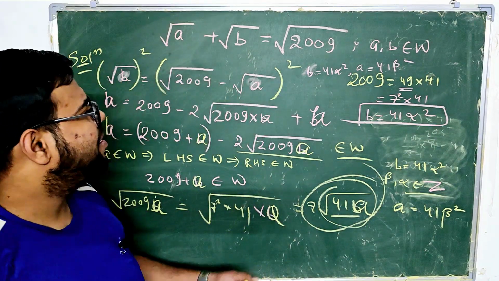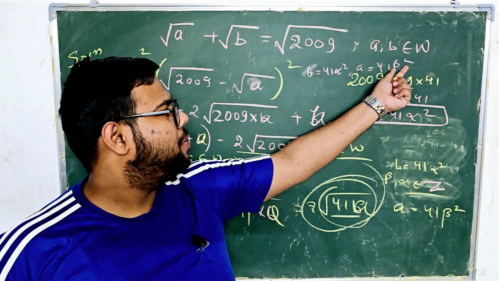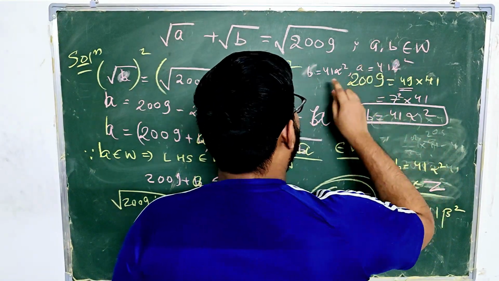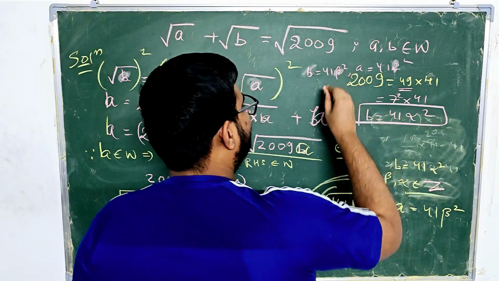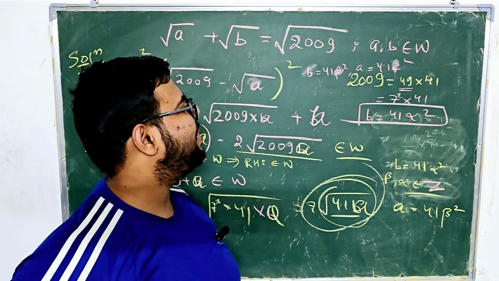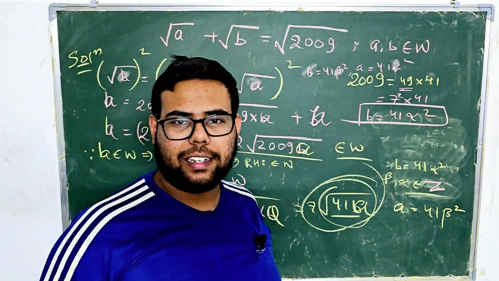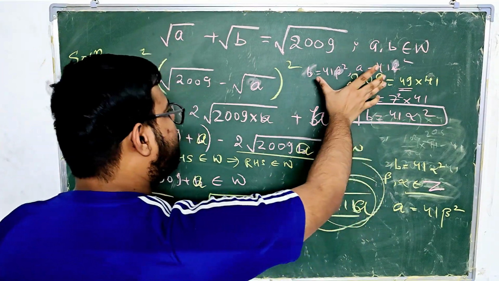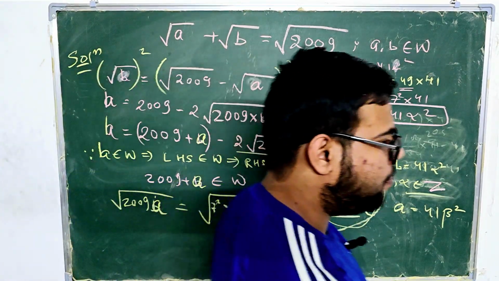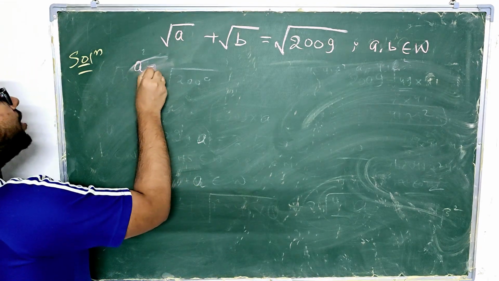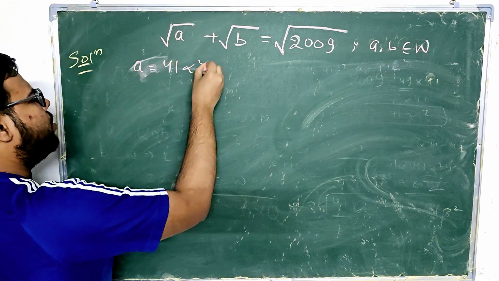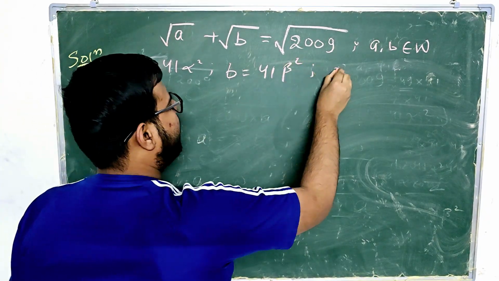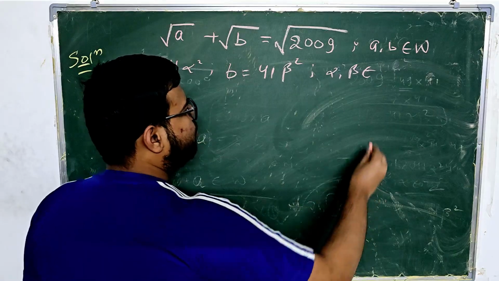Now of course alpha looks pretty good with A, so I will write it as alpha square and B as beta square, because it matches a bit, so that is why I'm just changing the variable. It doesn't matter. Okay, so we have proved this thing. Now let's use this in the equation. So let me erase this first of all. So we had found that A is 41 times alpha square and B is 41 times beta square, where alpha and beta belong to integers.